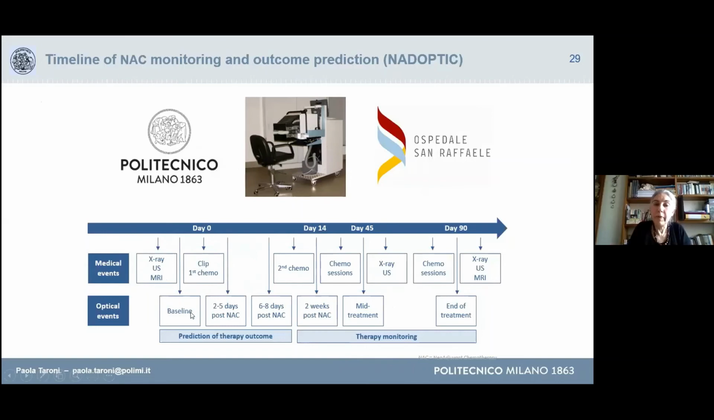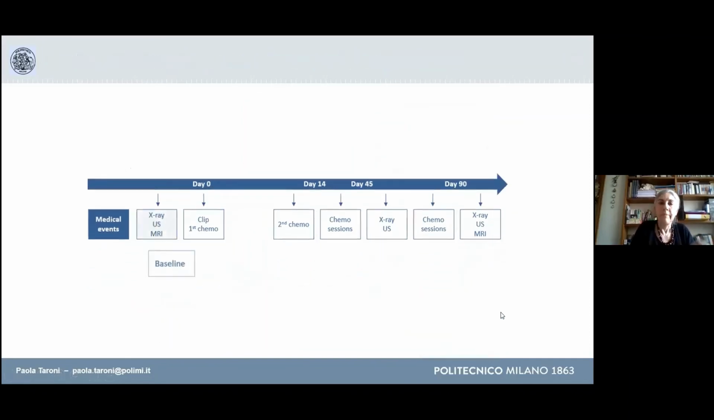The measurements are performed in collaboration with Ospedale San Raffaele, and along the chemotherapy cycle, we perform an optical measurement baseline before starting the chemotherapy. Then we have a couple of measurements in the very first few days that we hope could help us in the prediction of the therapy outcome. And then we keep monitoring during all the chemotherapy cycles.